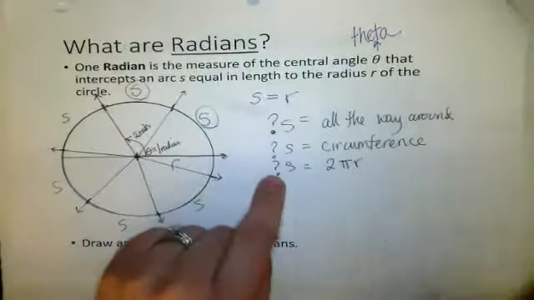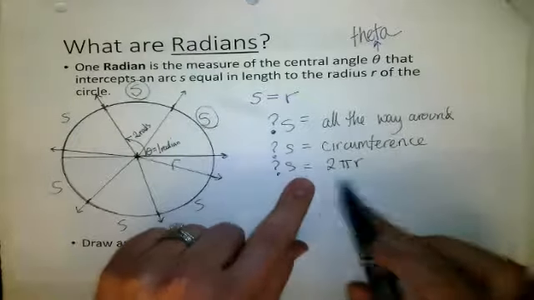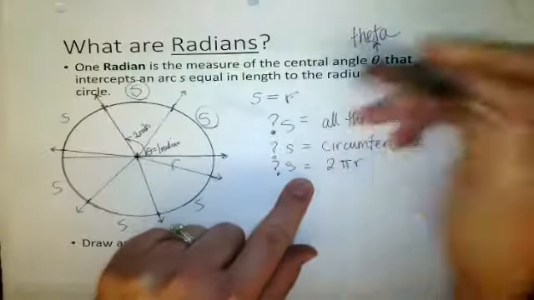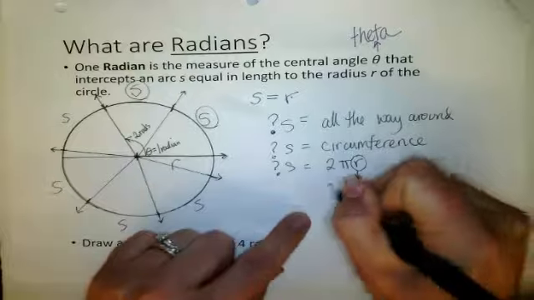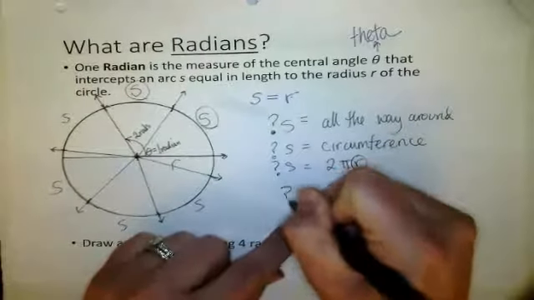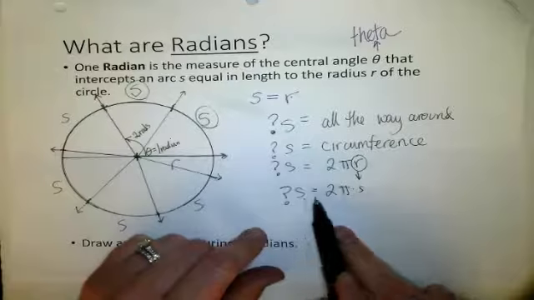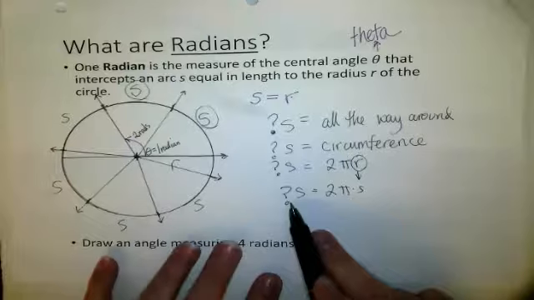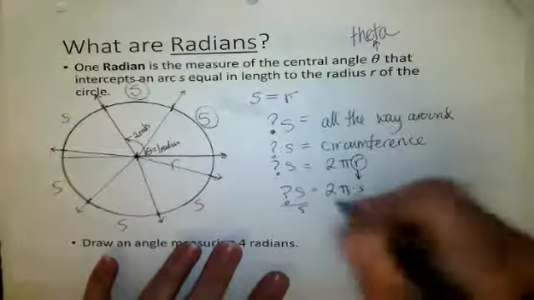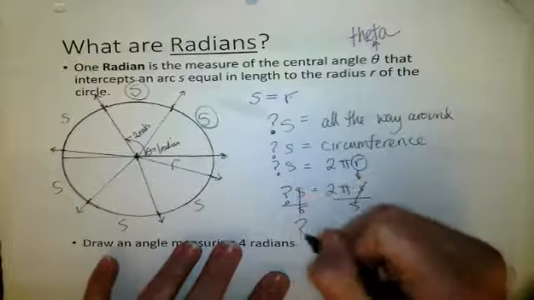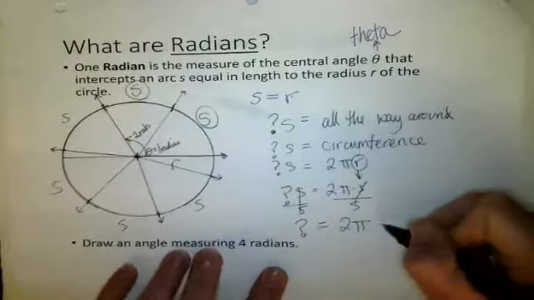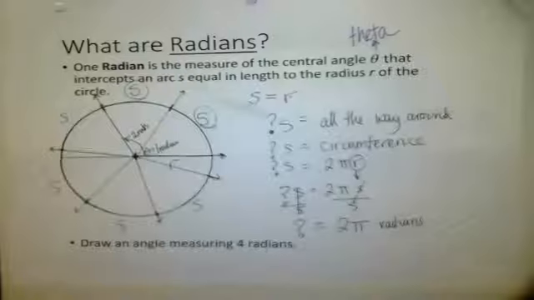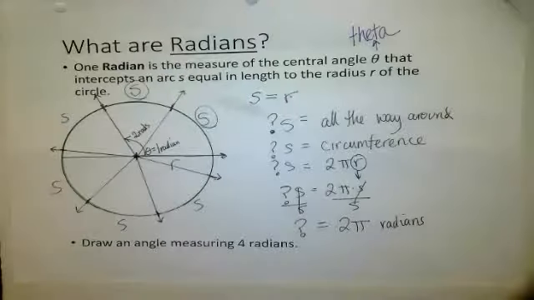So now, again, how many S's equal the circumference? Well, S is the same as the radius. So I'm going to take that R and replace it with an S. So again, I'm trying to find how many S's equal the 2 pi S. How do you get the question mark by itself? Divide by S. So 2 pi radians make one full wrap around the circle.